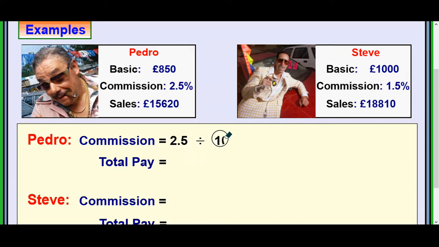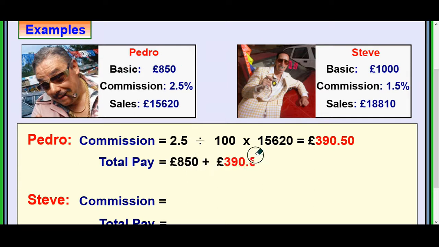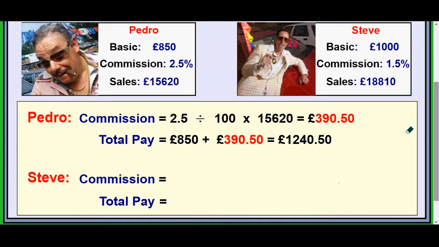So the first job for Pedro here, this guy here, is to work out 2.5% of the sales. So just do it like last time with your calculator. 2.5 divided by 100 multiplied by the sales, and he gets £390.50. So in total, Pedro's getting his normal salary, 850, but he's getting this bonus, this commission bonus, because he sold some cars. So in total, he's getting £1,240.50.